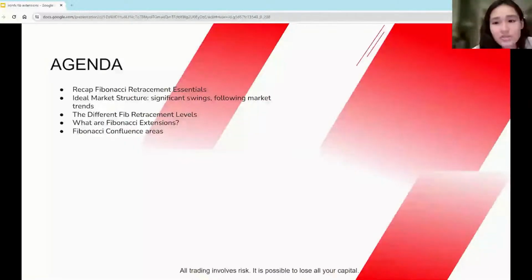Okay, so here is our agenda for today. We will do a brief recap of the Fibonacci retracement essentials that we went through last week. And then we'll look at ideal market structure. So what are considered significant swings, how you can follow market trends, and then the different Fibonacci retracement levels, followed by this week's Fibonacci extension slides. So then we'll look at Fibonacci confluence and how you can combine what we learned last week, so Fibonacci retracement, with this week's extensions.